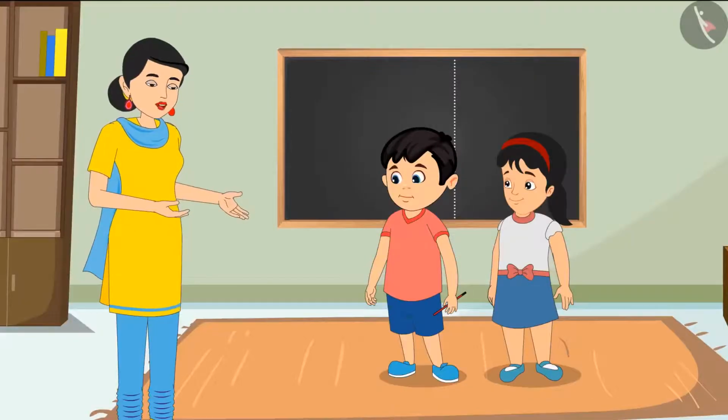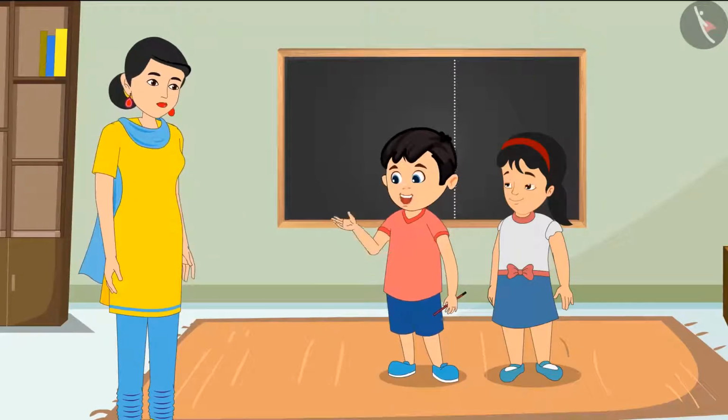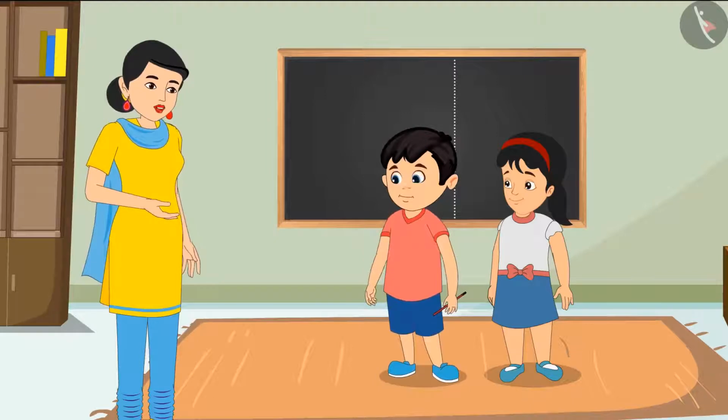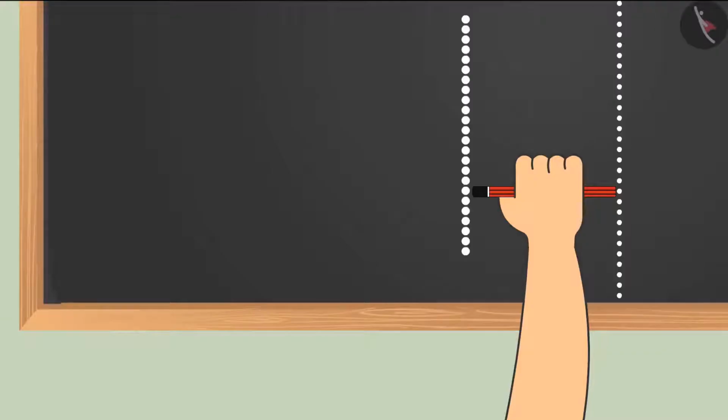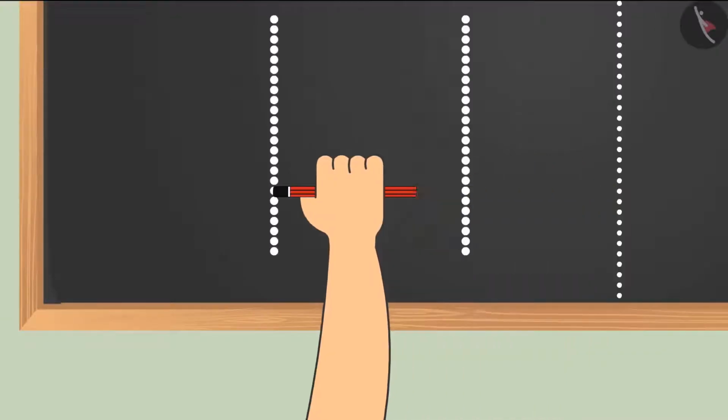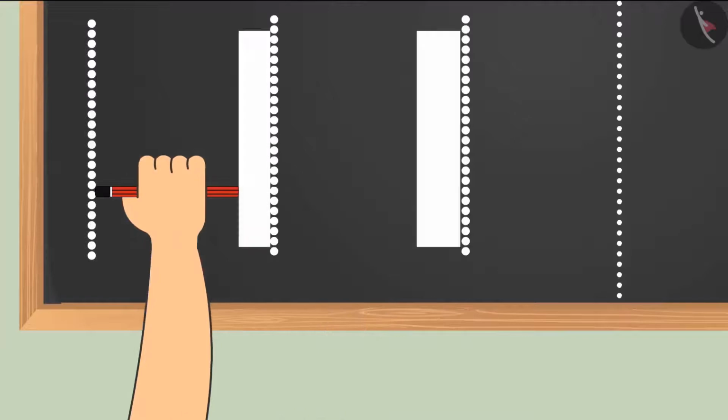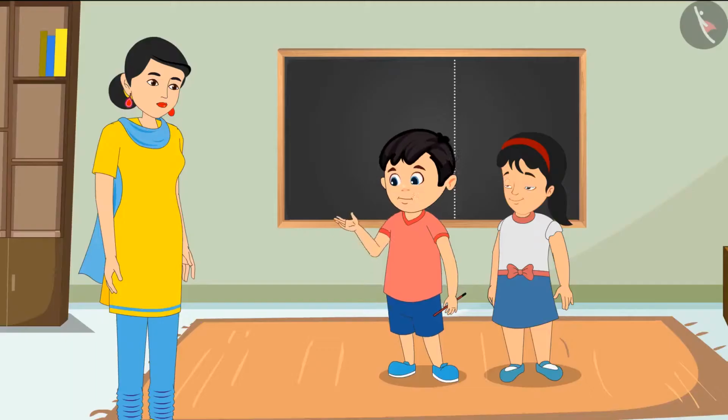Hey, Chotu, you are doing it wrong. Why, Mummy? While measuring, the entire length has to be measured. No part should be missed. And you are leaving the space while placing the pencil. Oh, now I get it. I will measure it again.